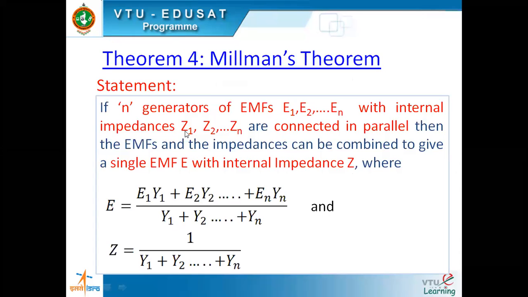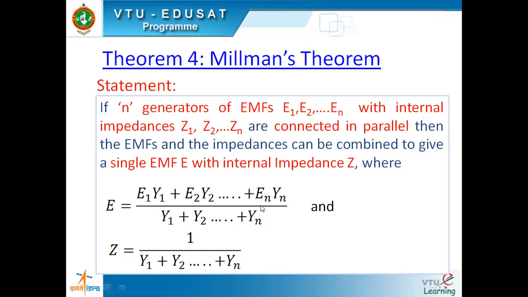See, Y1 is admittance. If Z1 is there, Y1 is 1 by Z1. So it is E1 by Z1, E2 by Z2 up to En by Zn divided by 1 by Z1 plus 1 by Z2 up to 1 by Zn. So instead of writing it in terms of the impedances, they have written the equation for the combined EMF in terms of the admittances. Understand that? And the single impedance, the combined impedance Z, is given by 1 by the sum of all admittances. That means 1 by Z1 plus 1 by Z2 up to 1 by Zn.